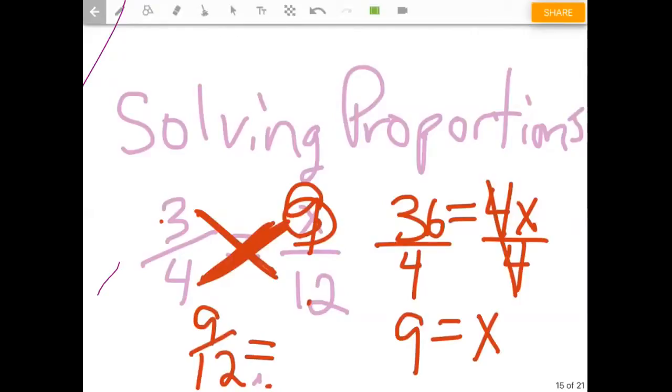Well, 3 does. 3 goes into 9 3 times, and 3 goes into 12 4 times. So you can see they're equal.